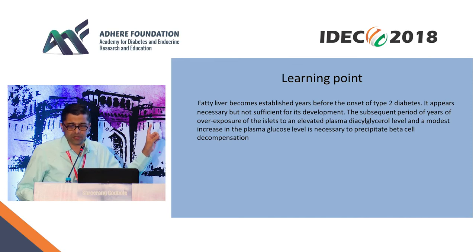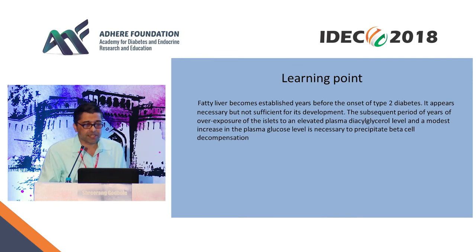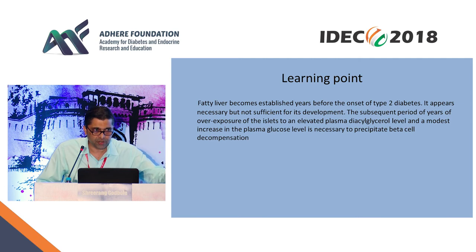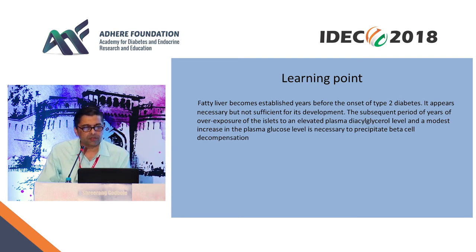So the learning point, the fatty liver becomes established years before the onset of type 2 diabetes. It's necessary but not sufficient for its development. And the subsequent periods of years of overexposure of the islets to elevated plasma diacylglycerol and triacylglycerol levels and a modest increase in plasma glucose is necessary to precipitate beta cell decompensation. So if you ask me, muscle resistance comes first, adipose level resistance comes first, then the hepatic resistance, and then the pancreas. Okay, that's how it is.